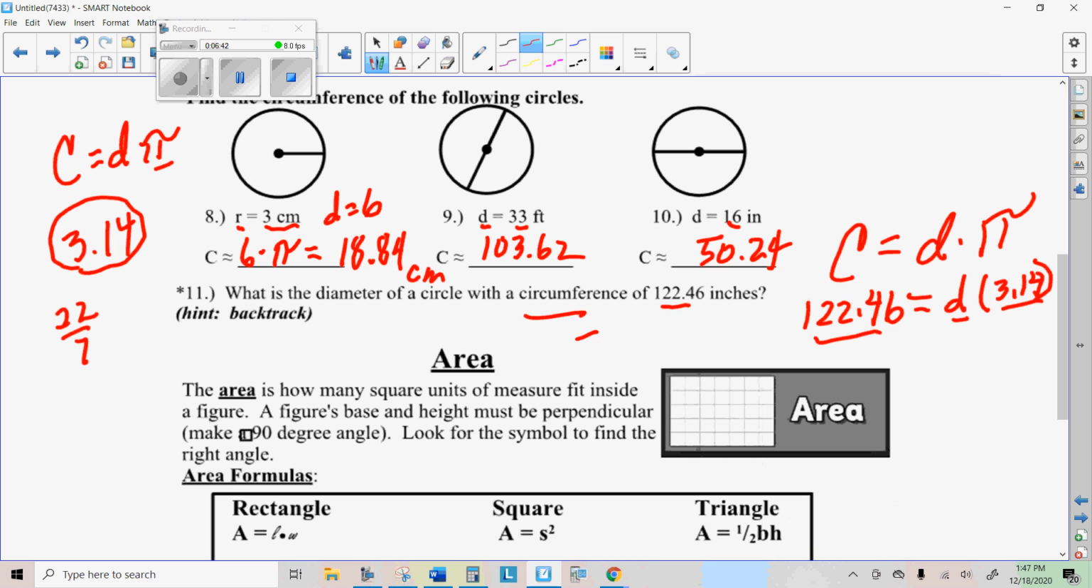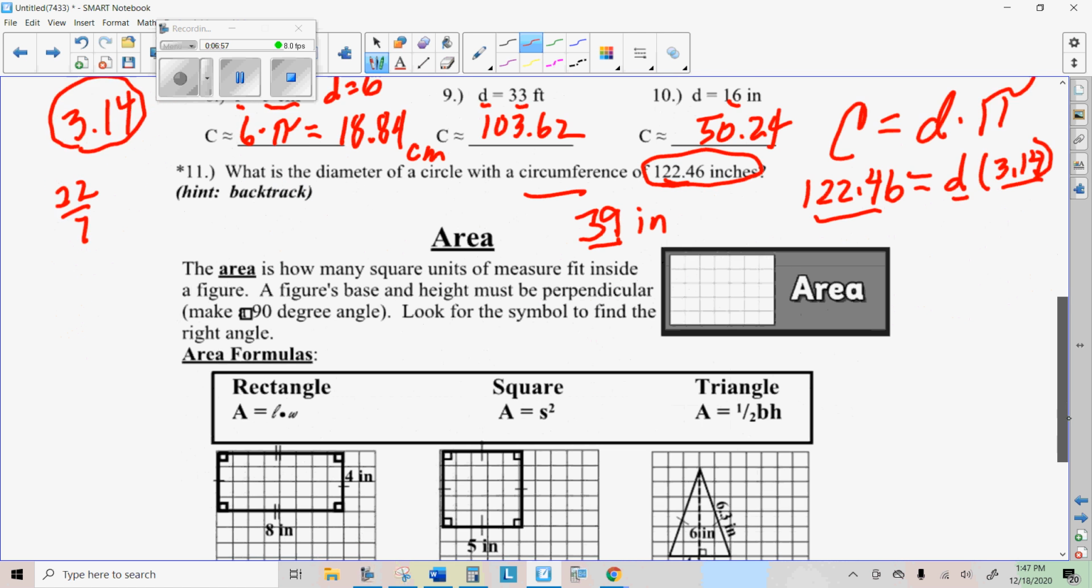And that gives me 39. Because that turned out to be a whole number, we can see that whoever figured this circumference must have used 3.14 for pi, because it worked out so well. And that is inches. All right.